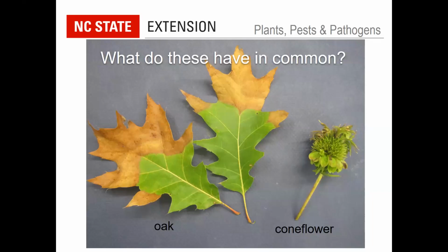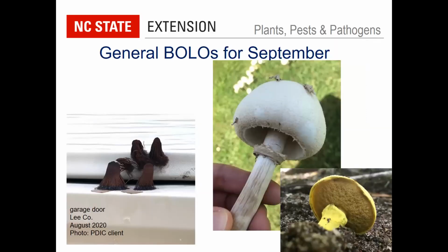So very quickly then to our bolos, general bolos for September, just things that may be out and about, starting to see the mushroom-like things coming up. Some of these are, I guess you could call them both mushrooms, but I tend to prefer calling it a mushroom if it's a gilled mushroom. So you can kind of see the gills on this, probably a chlorophyllum there, the largest photograph.